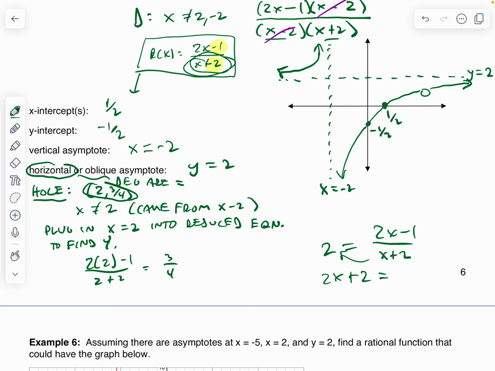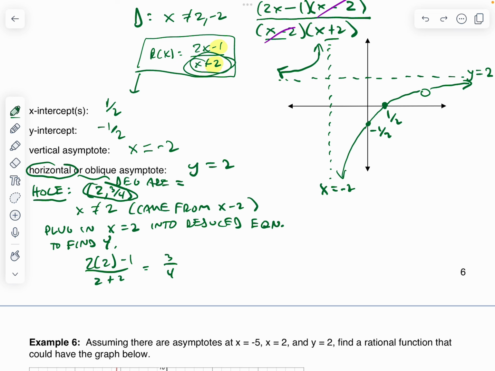You get 2x plus 4 equal to 2x minus 1. The 2x's cancel out when you subtract on both sides. And then you get 4 equals -1, which makes no sense, which tells us that there is no x value where we go to y equals 2. And that will always happen with a linear over linear by default. You'll never be able to get an x value for those. So just worry about it anytime you have a quadratic over a quadratic and you should be good.